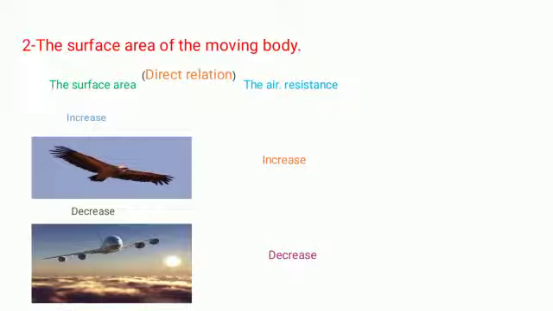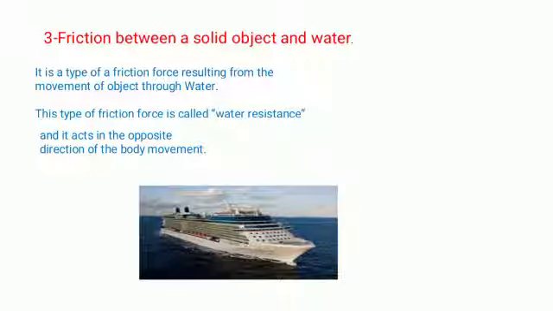The second factor is the surface area of the moving body. When the surface area increases, the air resistance increases, and when the surface area decreases, the air resistance decreases. So there is also a direct relation between the surface area and the air resistance.